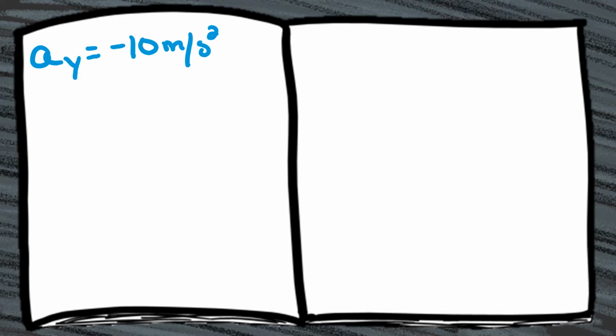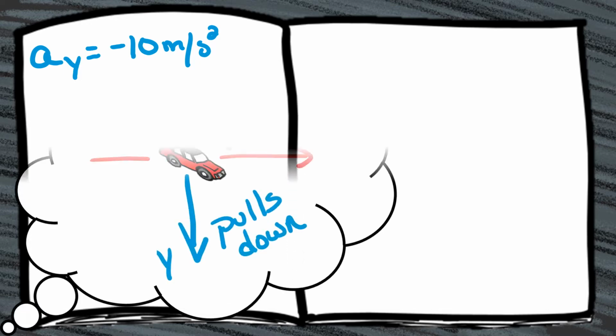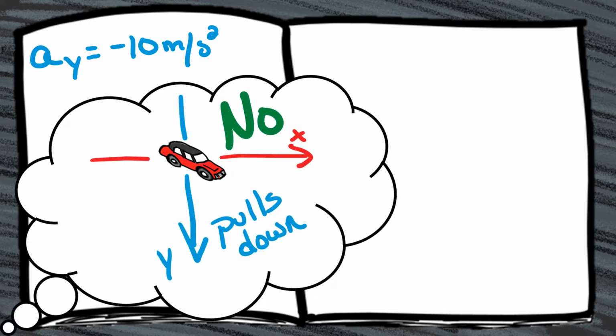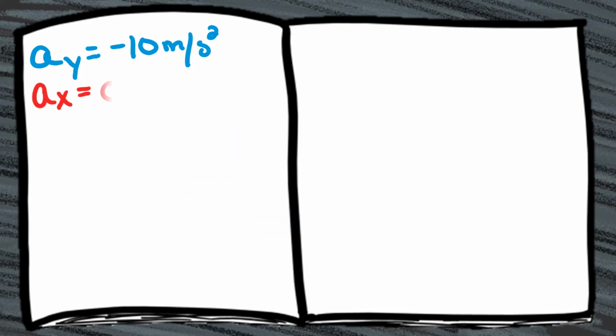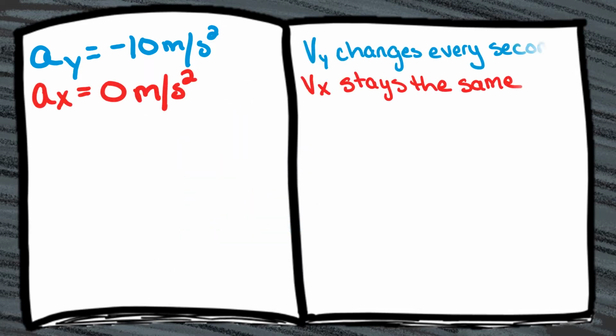Okay, so let's think about it. Does acceleration due to gravity point in any way on the x-axis? That's right, Alex, it doesn't, which is why we label AX as 0 meters per second squared. Great way to sum it up, Alex. AY equals negative 10 meters per second squared, which means that the vertical velocity is changing every second by 10 meters per second. Now, as for the AX, it equals 0 meters per second squared, meaning that the horizontal velocity doesn't change.